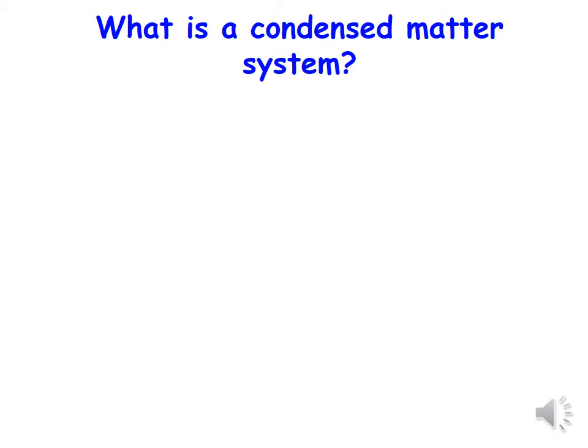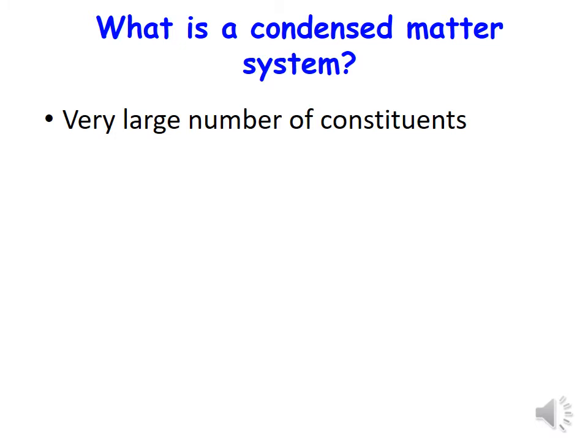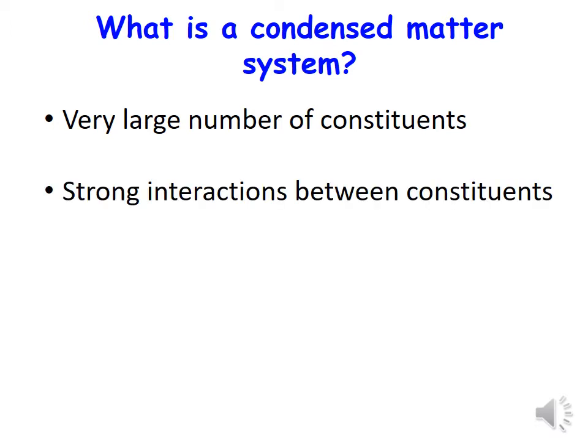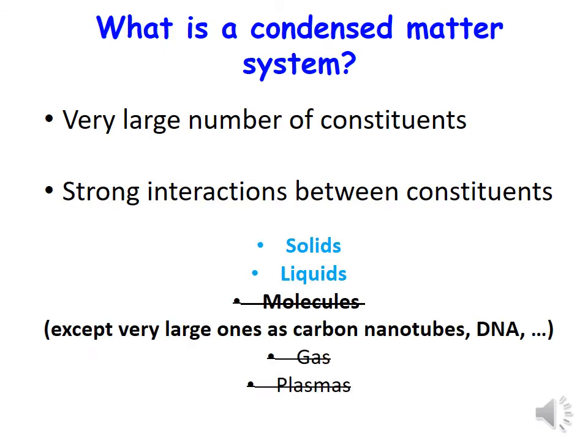What characterizes a condensed matter system is first of all a very large number of constituents. These constituents can be molecules, electrons, atoms. The other characteristic is that between these constituents there are strong interactions. Strong meaning compared with respect to the kinetic energy. This leaves us with basically two types of condensed matter systems, solids and liquids.